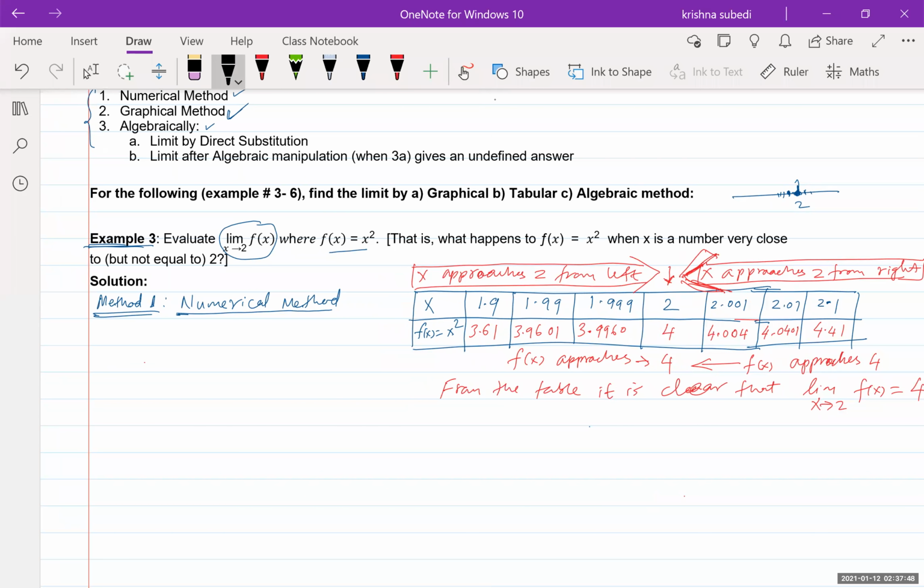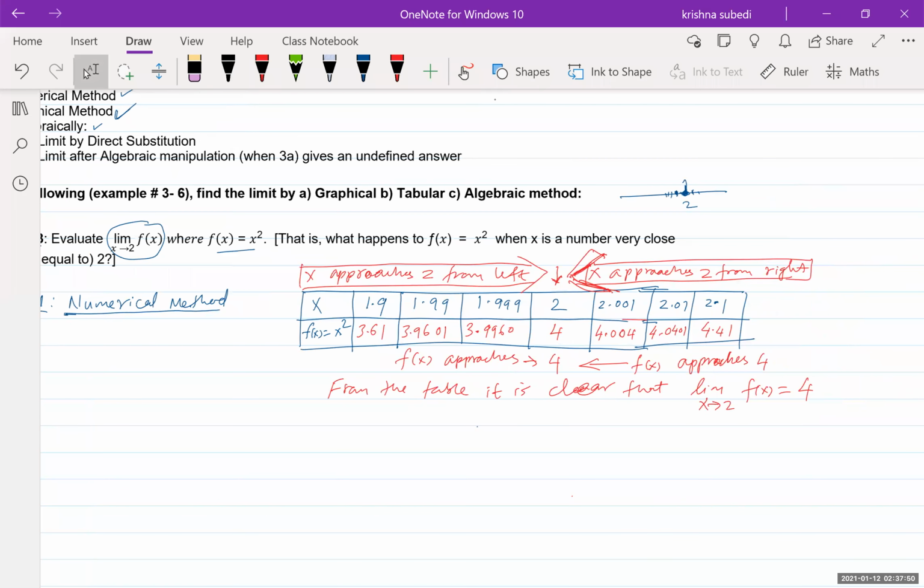Excuse me, Professor. Yes. I have one question regarding the values of x we have taken. Can we take only the values which are very close to 2, like 1.9, or can we take values like 3 or 4?